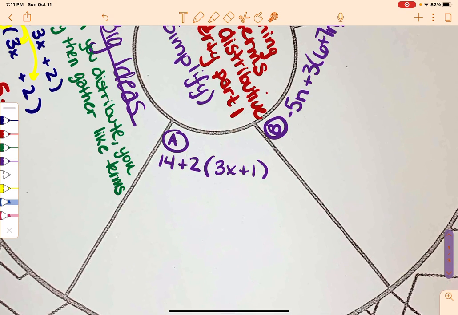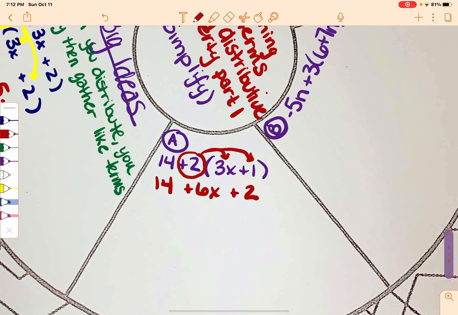Now, if I look at this, it's 14 plus 2, parentheses 3x plus 1. So this is the part that's going to be distributed. It's going to go to both those pieces. Do you see how this doesn't influence the 14? So you're just going to bring the 14 down. Now 2 times 3x is 6x. Positive 2 times positive 1 is positive 2.